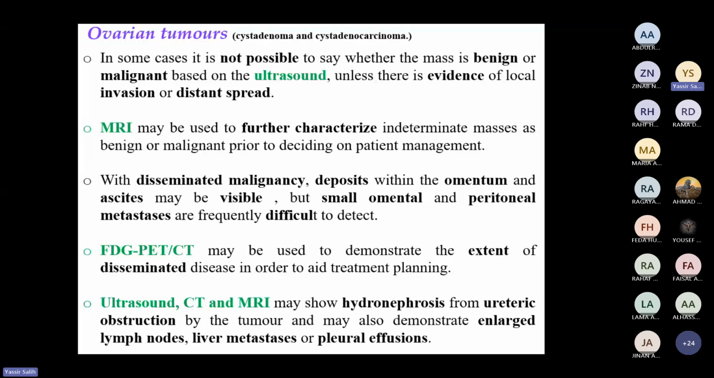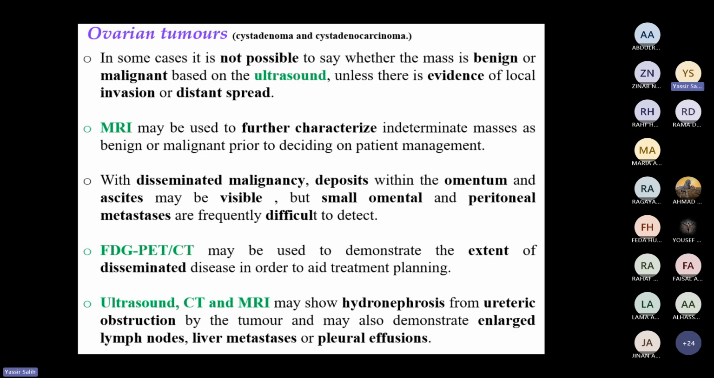طبعا احيانا بيحصل dissemination of malignancy, deposits in the omentum, and also ascites may be seen, and peritoneal metastasis also can be seen. But this is raising the possibility of malignancy. Isn't the malignancy usually characterized by omentum deposits or peritoneal metastasis and also ascites.